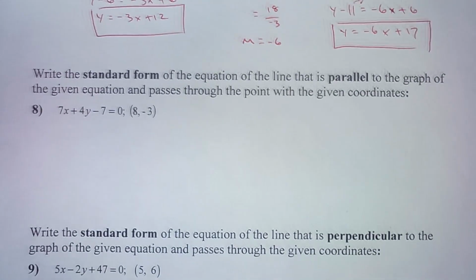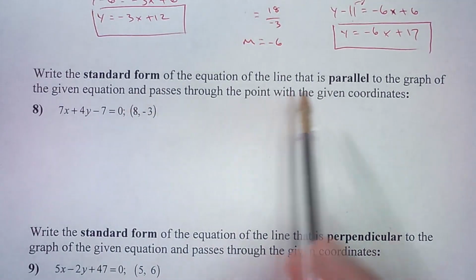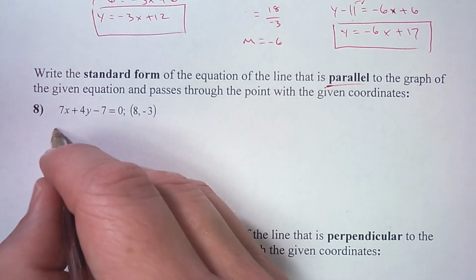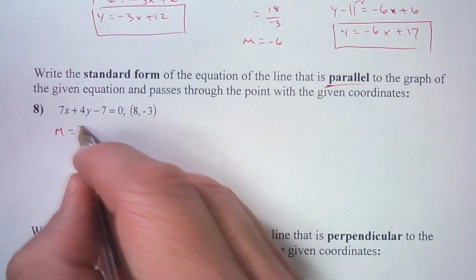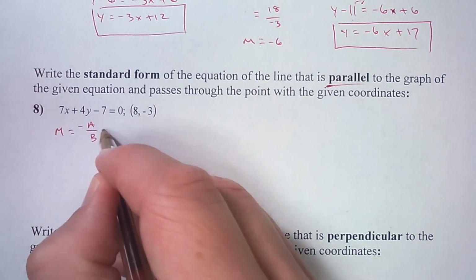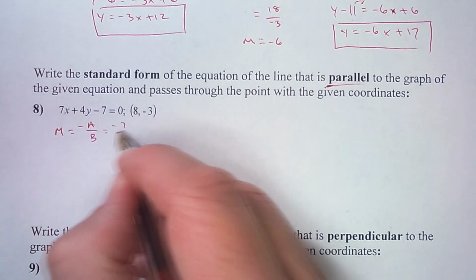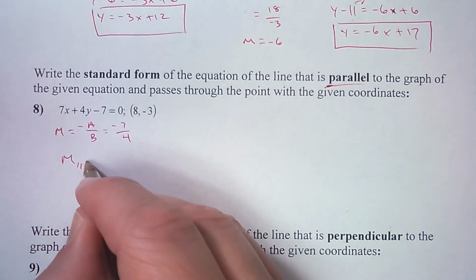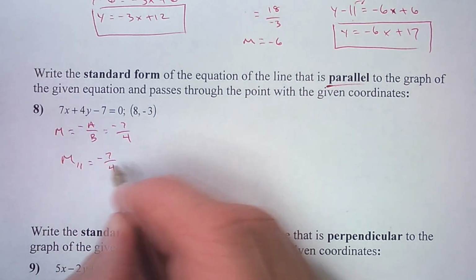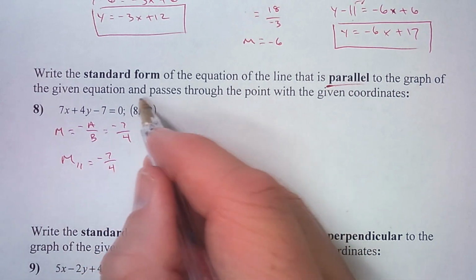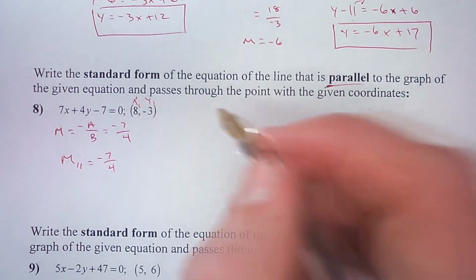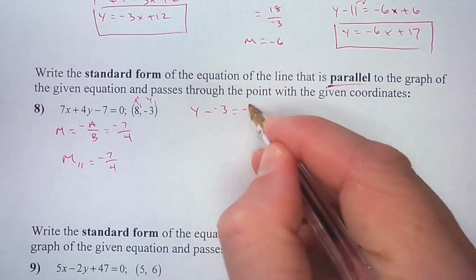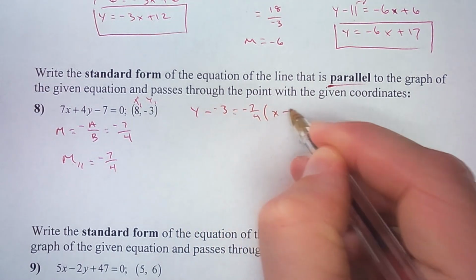Okay, this time we're going to write in standard form, and it's going to be a line parallel. So we need to know the slope. The slope of this line is the opposite of A over B, so that's negative 7 over positive 4. The slope of a parallel line is the same, negative 7 over 4. So there's my slope, and here is x1, y1. y minus y1 equals m times x minus x1.